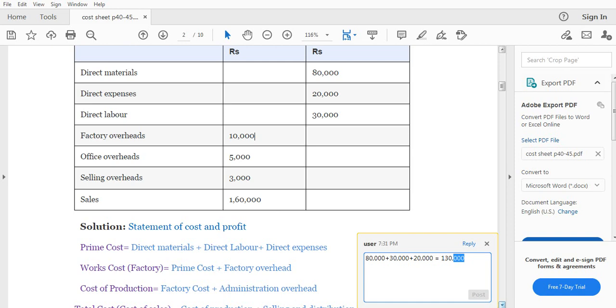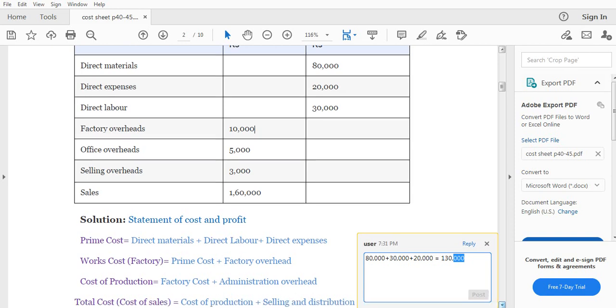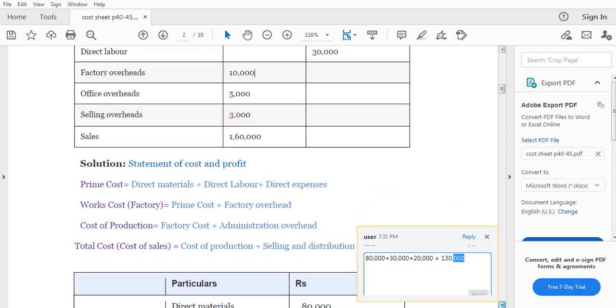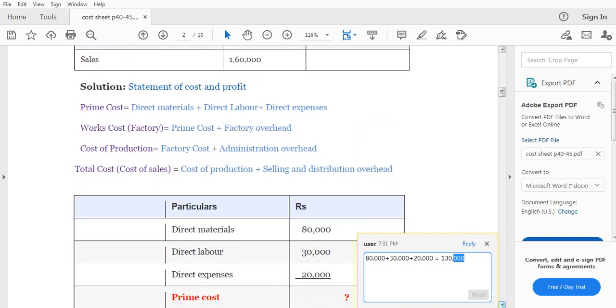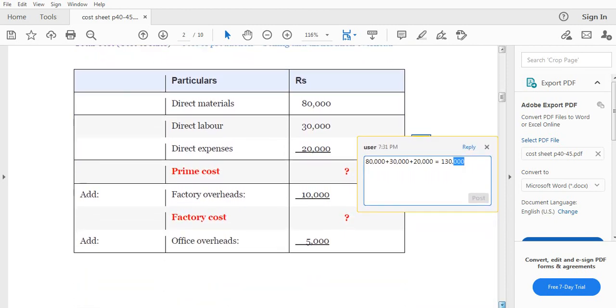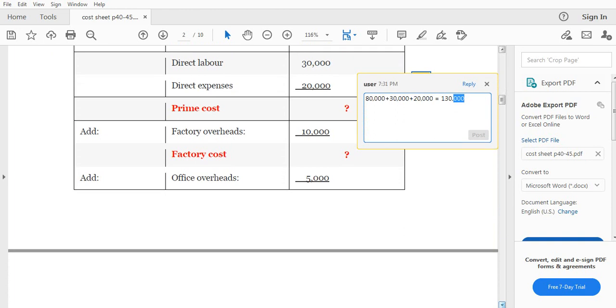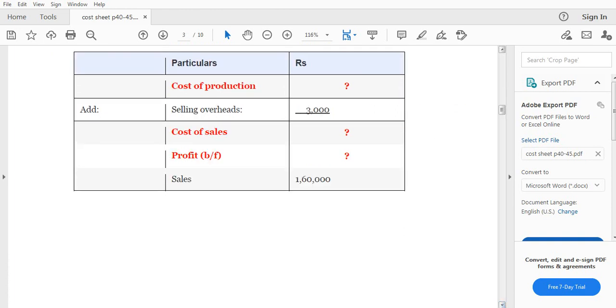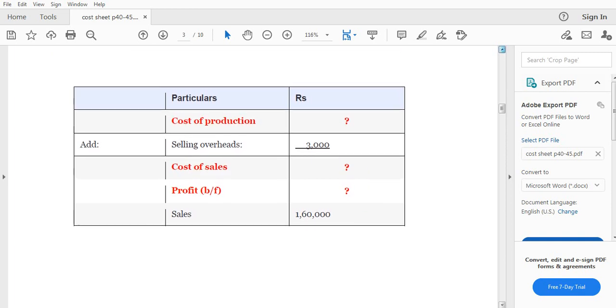So that is why I said prime cost is the basic element which is required to ascertain different elements of the cost further, like factory cost and the cost of production and cost of sales, and then of course we will ascertain the profit also. So this is all about the prime cost, and in the next session we will definitely discuss how to calculate the work cost or the factory cost and cost of production and the profit if the sales is known. Okay.